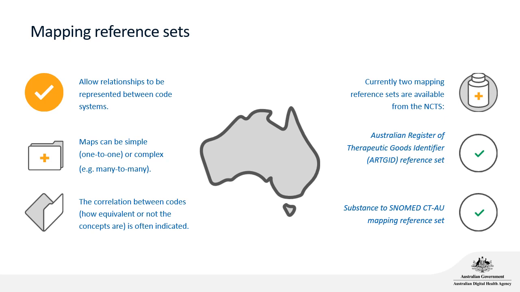In the SNOMED CT-AU release bundle, there are two mapping reference sets currently available. So the Australian Register of Therapeutic Goods Identifier or ARTGID reference set, which links one or more ARTGIDs to a container trade product pack concept, and also the substance to SNOMED CT-AU mapping reference set, which links AMT substances with SNOMED CT substances.